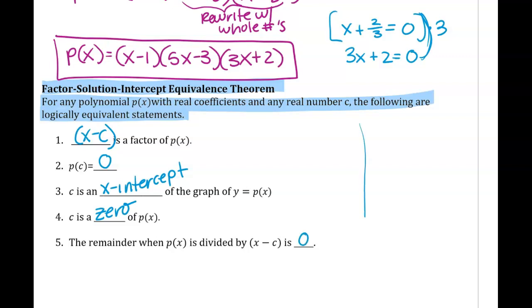So for example, if you have some graph, it's probably cubic. Let's say this is the point 3, 0. So we could say that x minus 3, like 3 would be our c, okay? We could say x minus 3 is a factor of the equation. We could say p of 3 is 0. We could say 3 is an x-intercept, 3 is a 0, or the remainder when you divide is 0, and they're all equivalent.